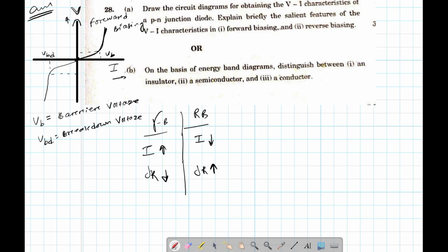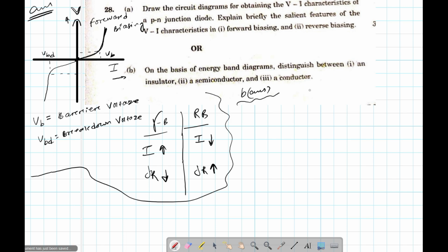Then next is, on the basis of energy band diagram, distinguish between insulator, semiconductor and conductor. In case of insulator, no current conduction takes place.